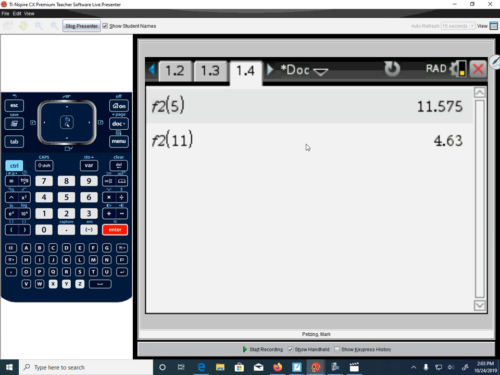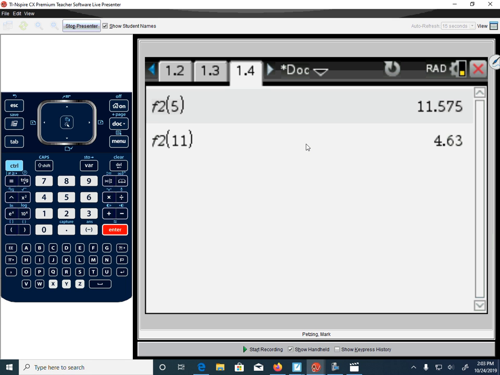And then interpret your results in the context of the problem. Well, F5 would be month 5, correct? So what is that, May? Yeah. So in May, the revenue is 11.5 thousand dollars, right? And F11 would be what, November? Yeah. All right, and that's the revenue in November.